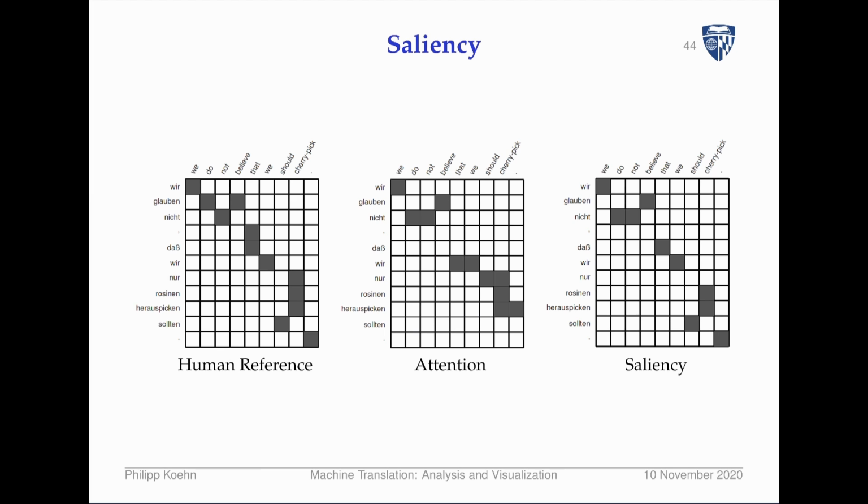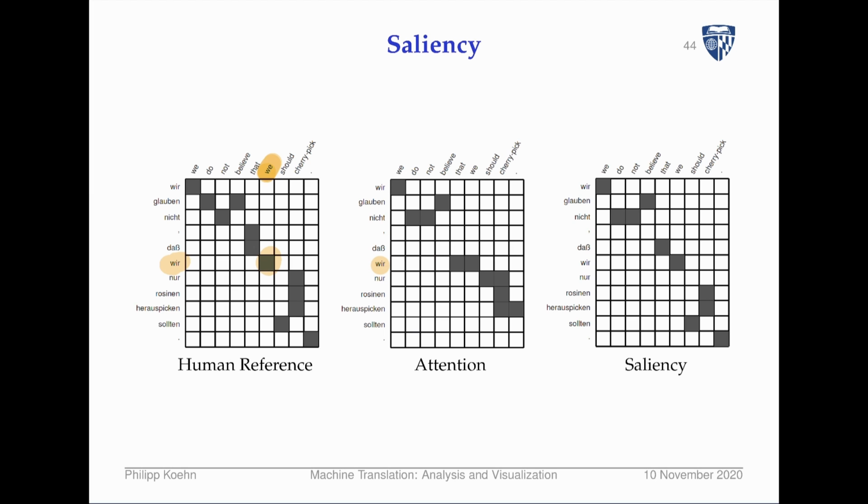Here's an example of how well this actually works. This is now in a transformer model, where the attention mechanism, even if you average it out over multiple attention heads, is less indicative of word alignment. On the left, we see how words are connected in a human reference word alignment. Let's just look at the example of the word "we" here, which translates into "wir" in German, and that's how it is marked up in the word alignment.